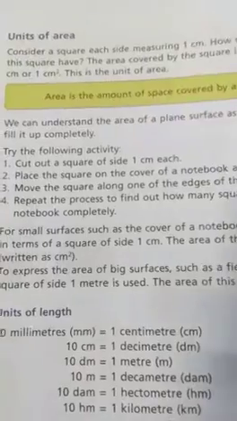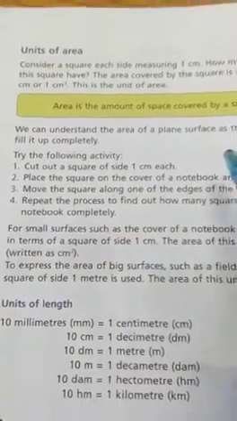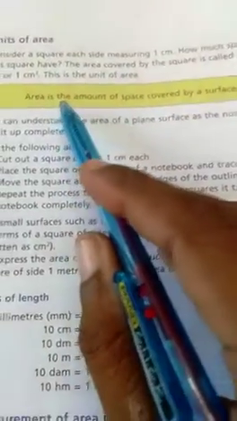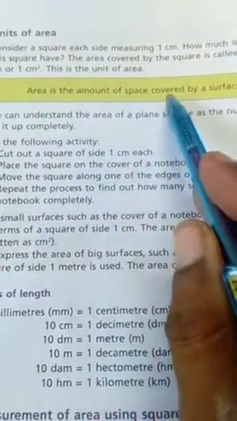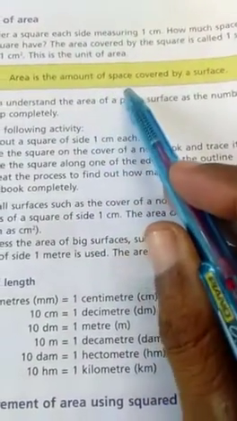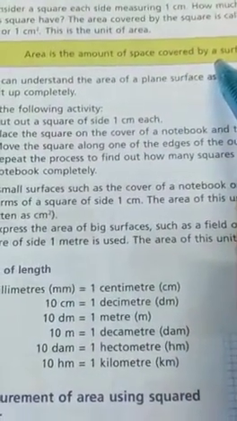And today our discussion is about area. So first of all, we will define area. What is area? Area is the amount of space covered by a surface.